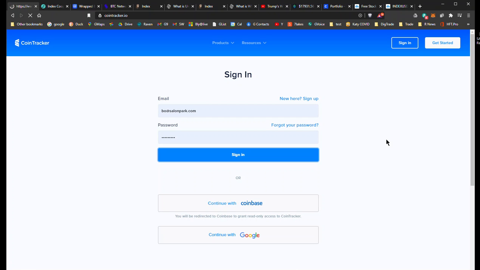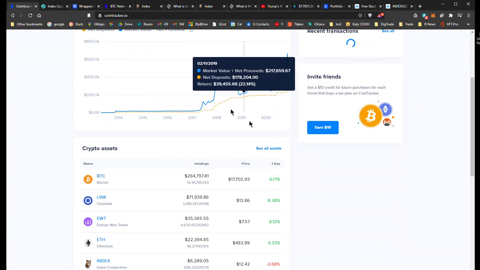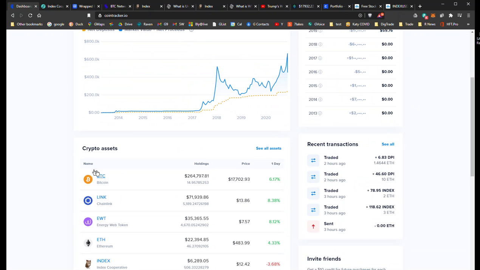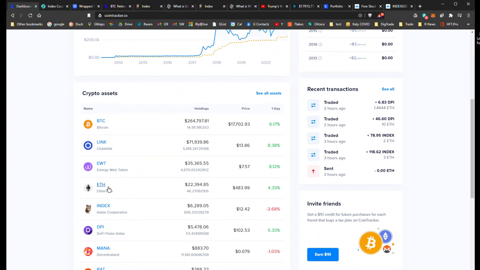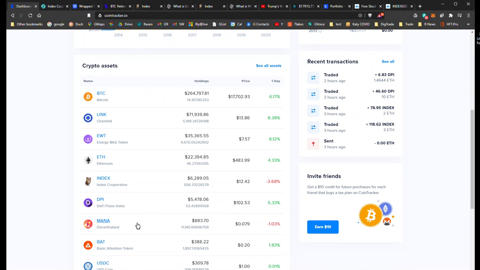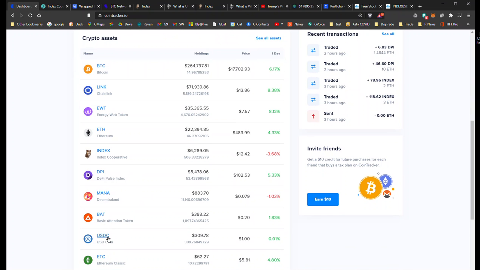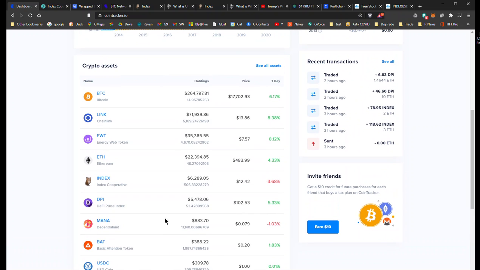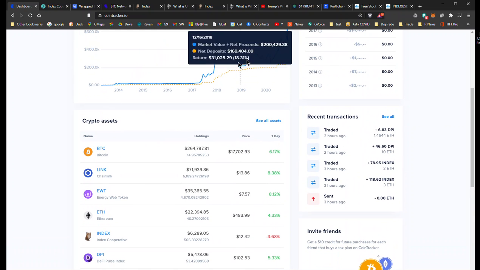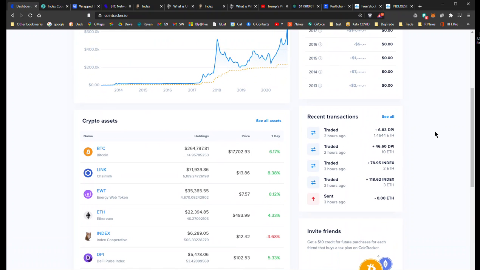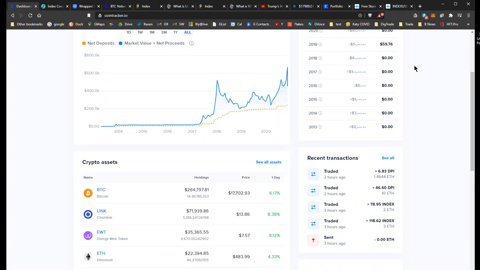I'll go ahead and go into mine. Here's what I own: Bitcoin, Link, EWT, Ethereum, Index, some DPI, and then the rest of this is just peanuts. I got some USDC, which is a digital US coin. That's it. It's all in one place, and it keeps track of it in one chart altogether.